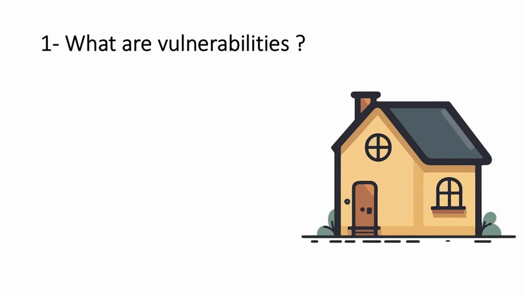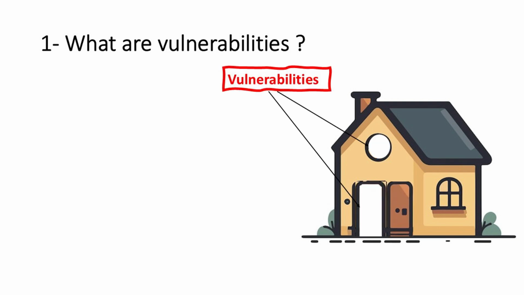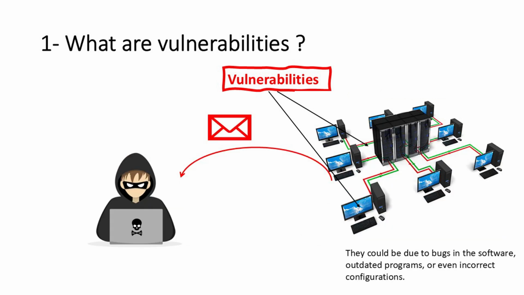So, what are vulnerabilities? Imagine your house as a system. Now think about leaving a window open or forgetting to lock the front door. This small oversight can make your house vulnerable to thieves. In the same way, systems, applications, and networks can have weakness or open doors that attackers can exploit to break in. In cybersecurity, we call this weakness vulnerability. They could be due to bugs in the software, outdated programs, or even incorrect configuration. For example, an unpatched operating system is like that open window which gives attackers a way in.